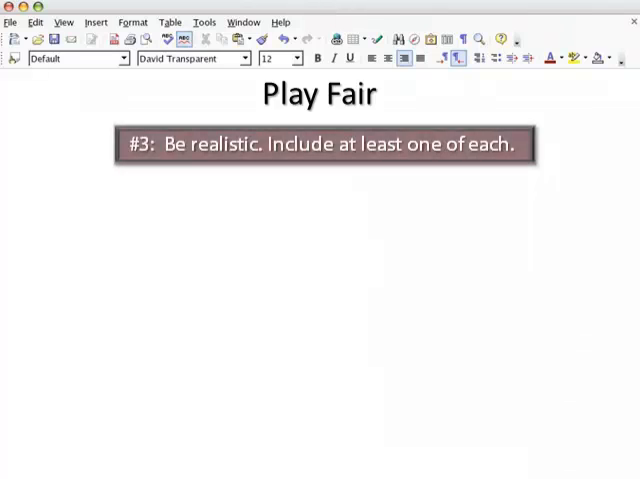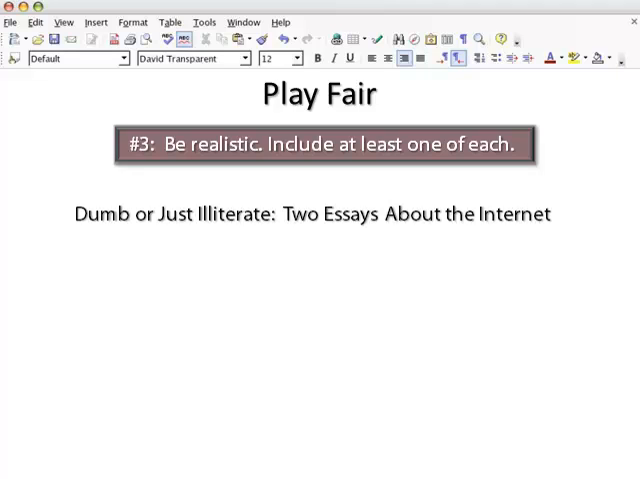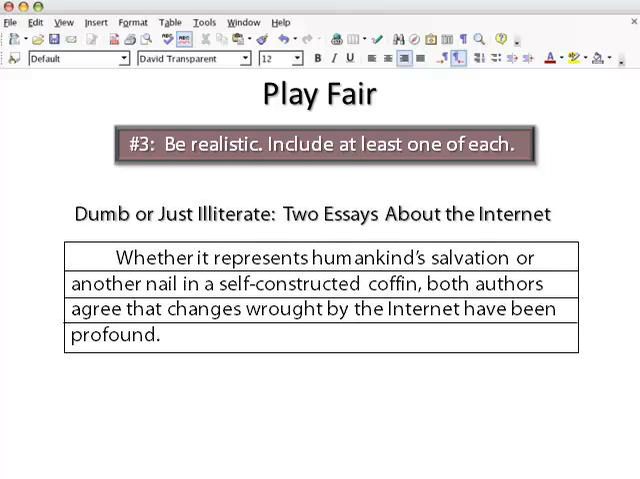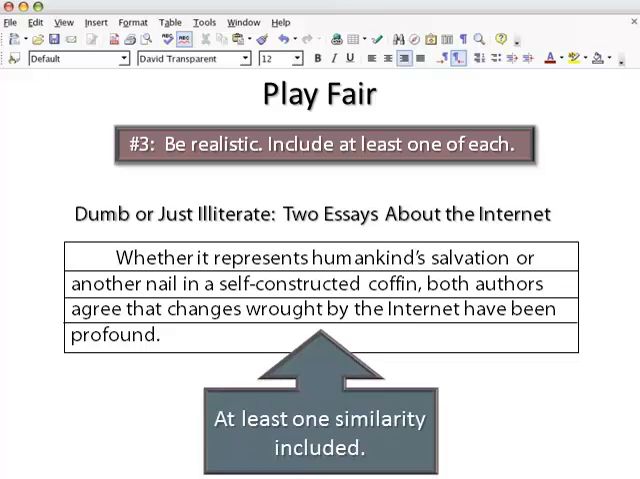Rule number 3. Recognize that any comparison will produce both similarities and differences. What you write should reflect, to some extent, this reality. So, for example, if your paper will focus mainly on the differences between the two essays, you could perhaps begin by first pointing to a similarity between the two.